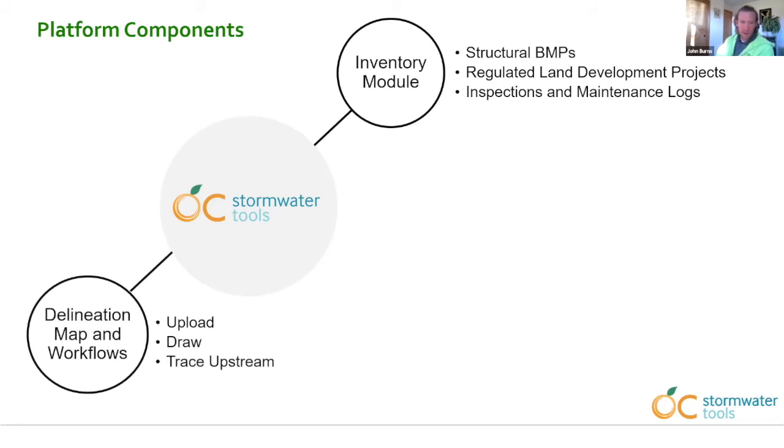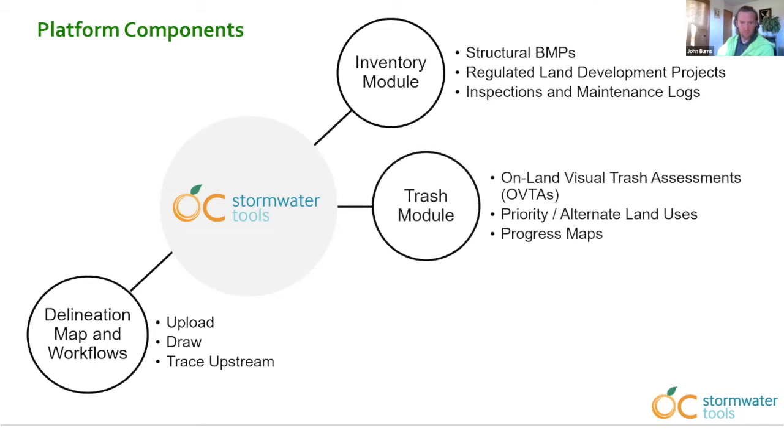And then we added the ability to manage your delineation, the water that's draining to your assets, either directly through the web interface or by uploading or importing delineations that are maintained externally, for example, in ArcGIS, and implemented some tracing functionality to walk through your stormwater network and see how assets connect to each other and how the water flows through the system.